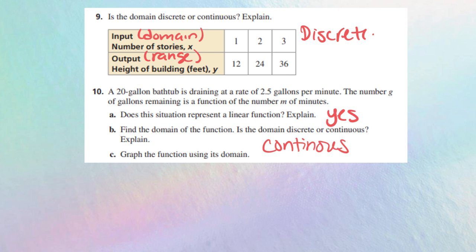So what will be my domain? You start at 0, which is less than a minute. Minutes are my domain, M is my domain, right? Less than or equal to what? 8. Why 8? What do you think, why is it going to be 8? Is 8 times 2.5 equal to 20?